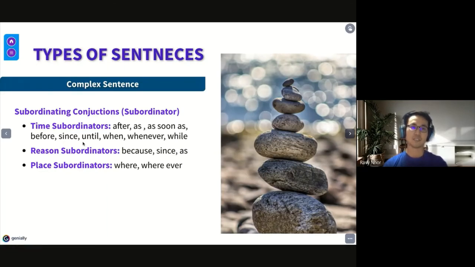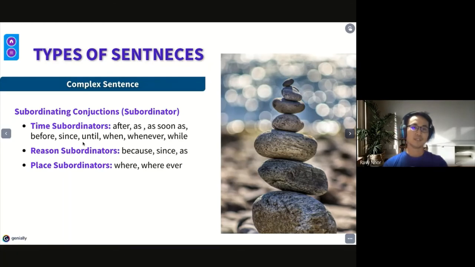Common subordinators for time: after, as soon as, before, since, until, when, whenever, while. These are called time subordinators. They introduce time clauses, which are adverb clauses, adverbs of time.